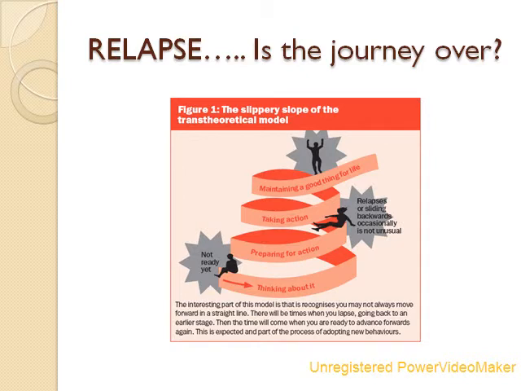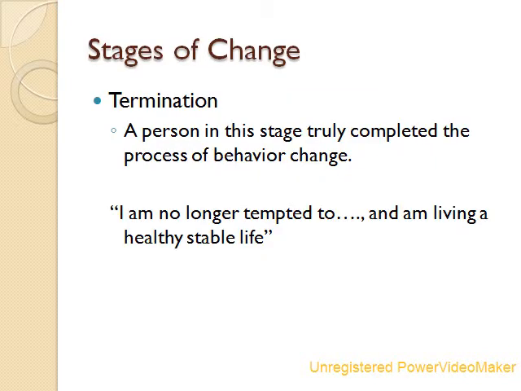Stage 6, termination. In this stage, a person has truly completed the process of behavior change. They're no longer tempted by their old unhealthy behavior. And although most people who have made a behavior change stay somewhere in the maintenance stage, some people actually go through the termination stage. And this is usually people that are dealing with addiction such as smoking, doing drugs, and drinking.